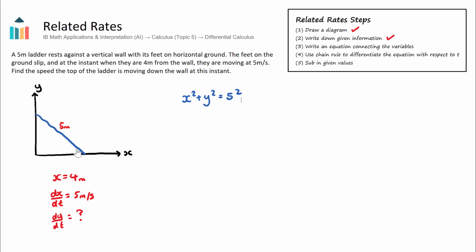What I can do from there is rearrange this to try and get something to be the subject. What I like to do is look at what I want to find, dy/dt. I want y to be the subject. This is going to help us when we try and do step 4. So because we want to find dy/dt, I'm going to make y the subject. y squared will equal 5 squared, which is 25, minus x squared. And then y is equal to the square root of the right-hand side, but I'm going to write that as 25 minus x squared, all to the power of a half, instead of writing the square root.